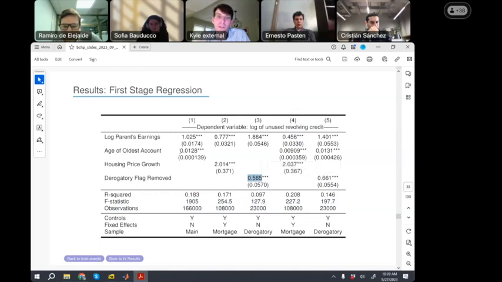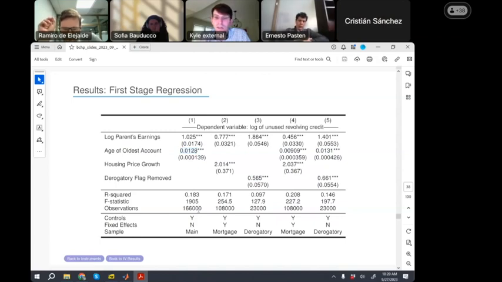And the age of the oldest account is, in levels, like a 0.1% increase for every year. Yeah. I was thinking about this instrument, but for the regulatory sample, which is, I suppose, column 5. Yeah, so this is our J test. Super strong. So there are very different sets of variation.